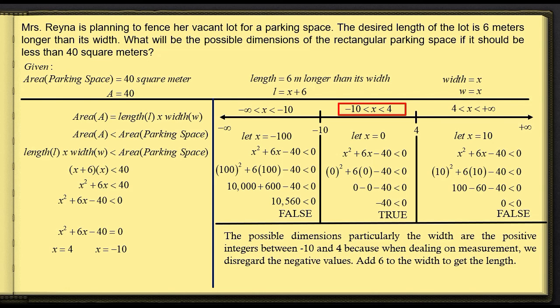The possible dimensions, particularly the width, are the positive integers between negative 10 and positive 4, because when dealing with measurement, we disregard the negative values. Add 6 to the width to get the length.